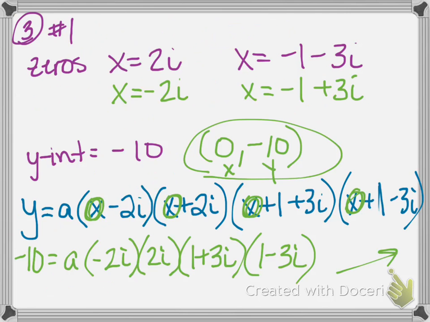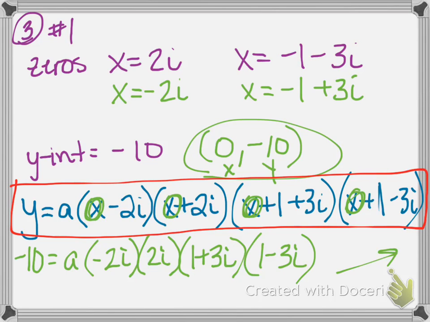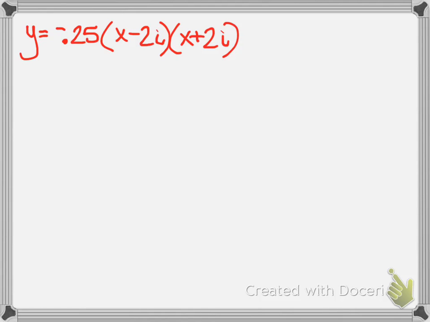So I'm going to go back and take this blue equation that I had here and put my x's back in and change my a to negative 0.25, and I'll have factored form of the equation that I then need to get into general form. So let's go back to that. So I'll have y equals negative 0.25 times x minus 2i times x plus 2i times x plus 1 minus 3i times x plus 1 plus 3i.